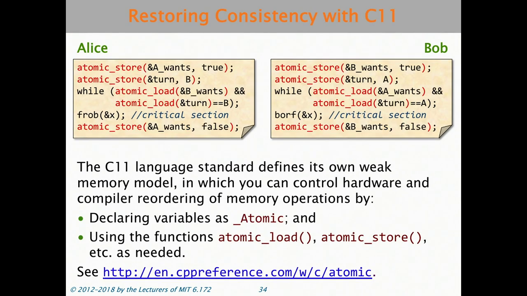So the C11 language standard defines its own weak memory model, and you can declare things as atomic, and there are a bunch of things there, and here's a reference where you can take a look at the atomic stuff that's available if you want to do this dangerous programming. Okay.